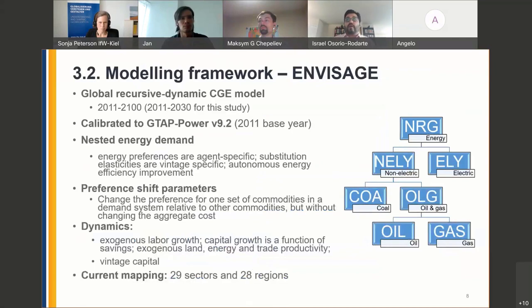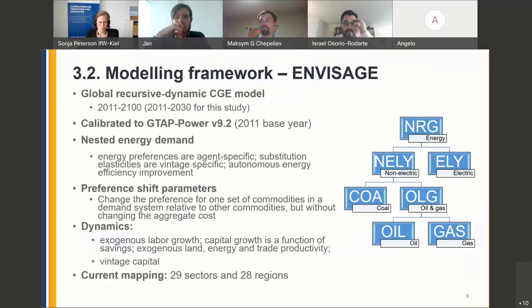The modeling framework is called ENVISAGE. As you saw in the previous presentation, it gives you results on the upper end of the comparison between all these models. It is calibrated to the 2011 base year using the GTAP Power 9.2 version. It has a nested energy demand, which you can see in the figure. We have energy that is divided into electric and non-electric. Non-electric is divided into coal, and oil and gas, and oil and gas is subdivided.